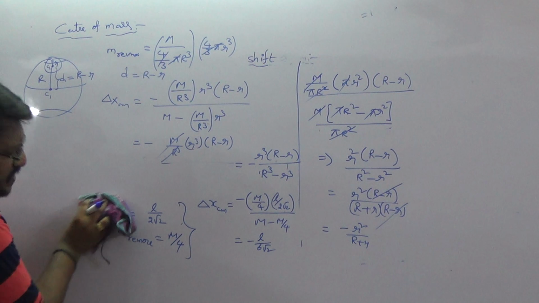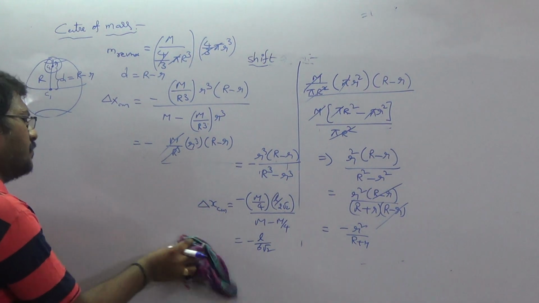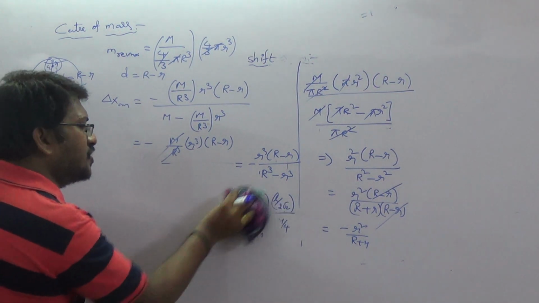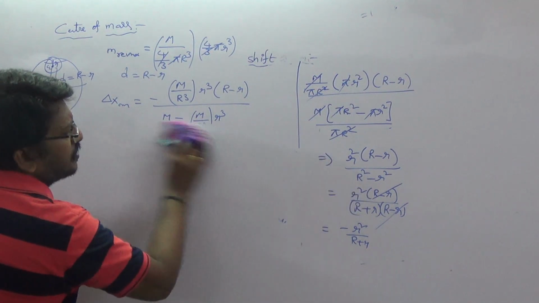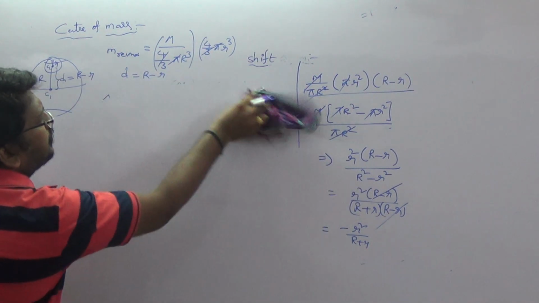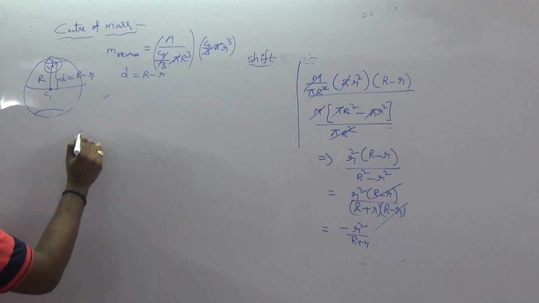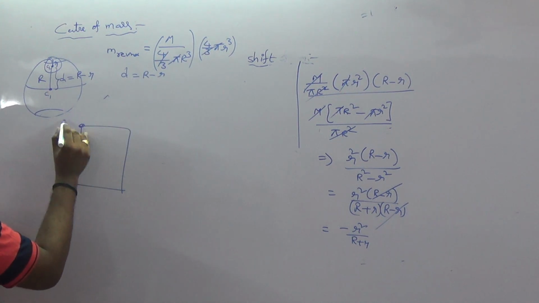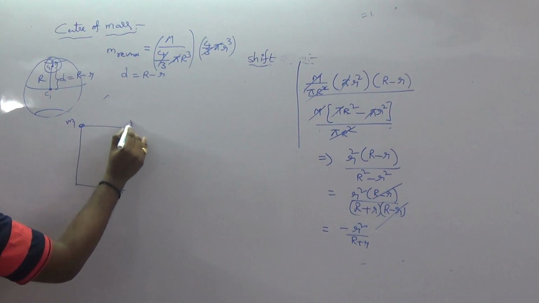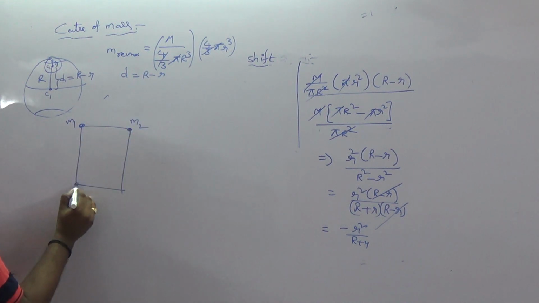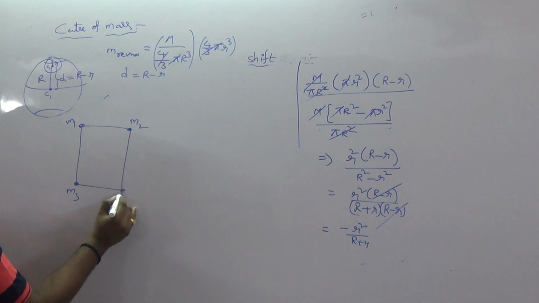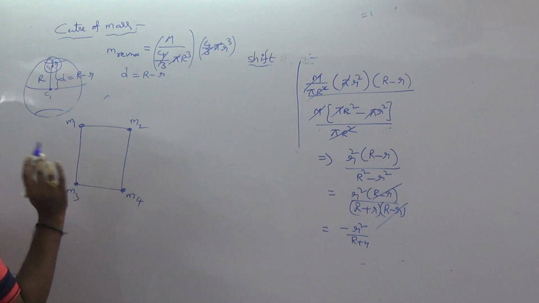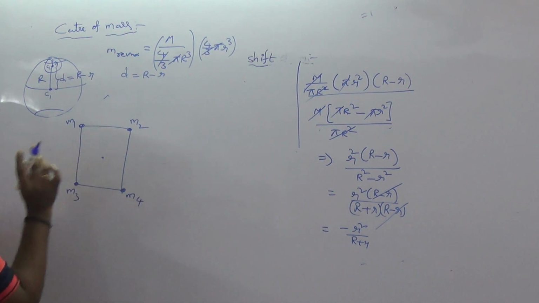The center of mass shifts when mass is added to the initial body. In that situation, how do we calculate the shift in the center of mass? For example, I am taking a square with 4 masses, M1, M2, M3, M4. All are equal masses, so the center of mass is exactly at its center.